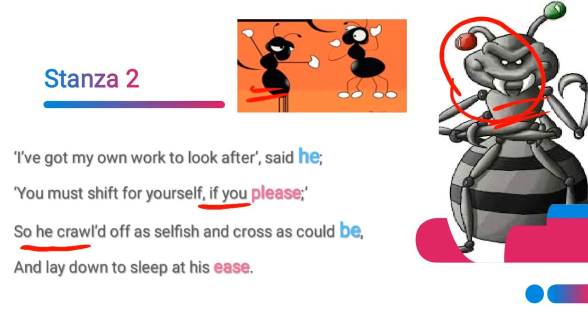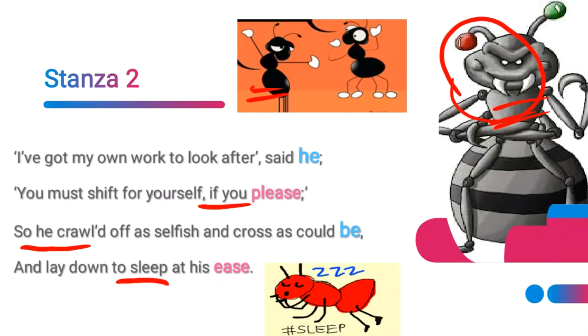So he crawled off as selfish and cross as could be, and lay down to sleep at his ease. See, he was very busy to take rest. He was very busy to sleep. That's why he just answered in this rude manner, in this impolite way. Okay, then after answering the little black ant, it just crawled off as selfish.